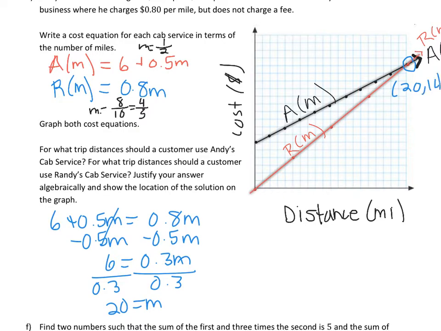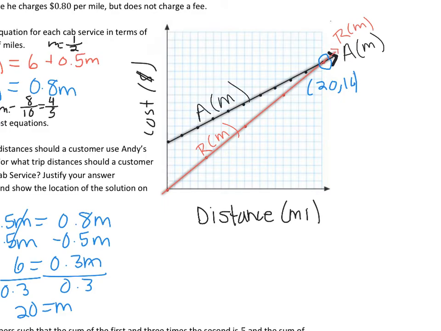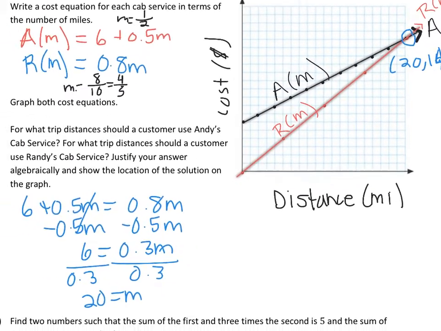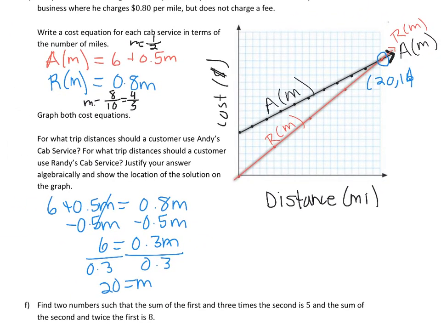Let's fix that a little bit. $16. Okay. So I want to use the cheaper service. So it looks like Randy's line, which is the red line, is cheaper than Andy's up to 20 miles. Then it's more expensive. And also, Andy's is cheaper after 20 miles. So that's what we're going to write.